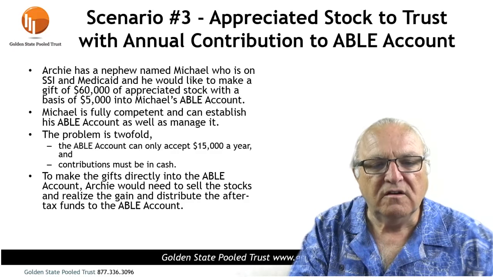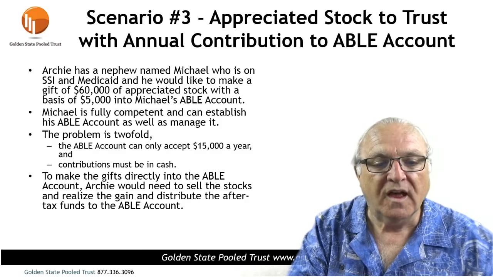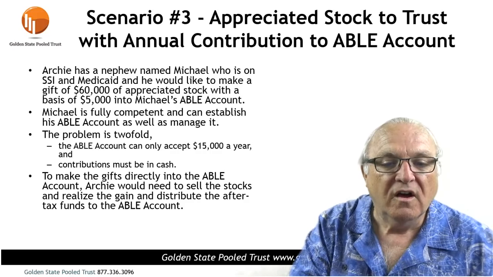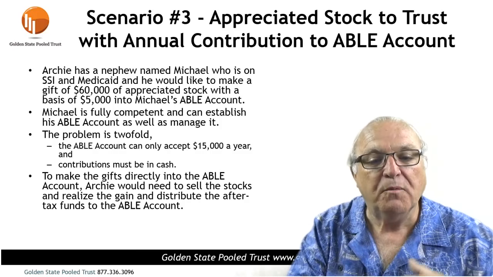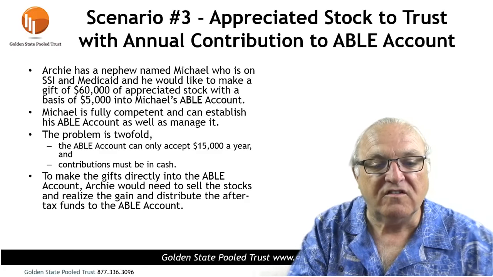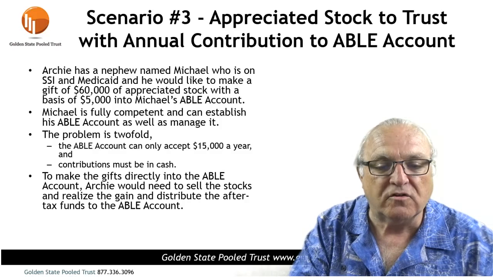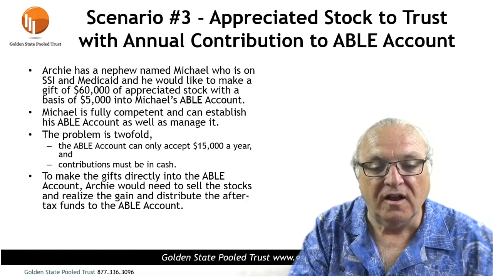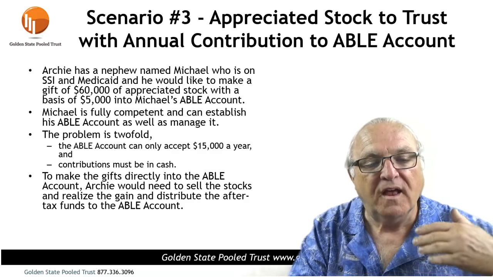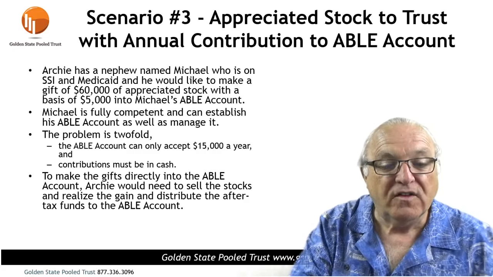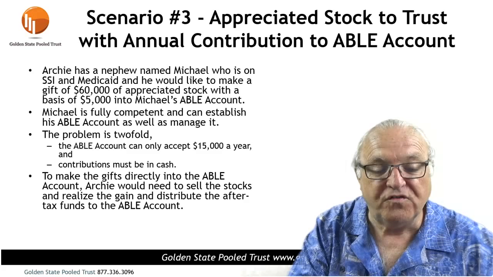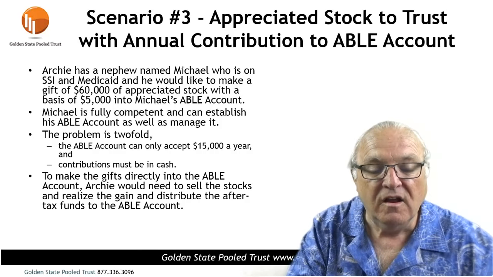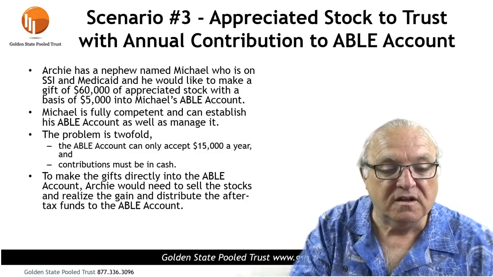Archie has a nephew named Michael who is on SSI and Medicaid, and he would like to make a gift of $60,000 of appreciated stock with a basis of $5,000 to Michael's ABLE account. Michael's fully competent and can establish an ABLE account as well as manage it. Now there are two problems here. The ABLE account only accepts $15,000 a year, and contributions must be in cash.